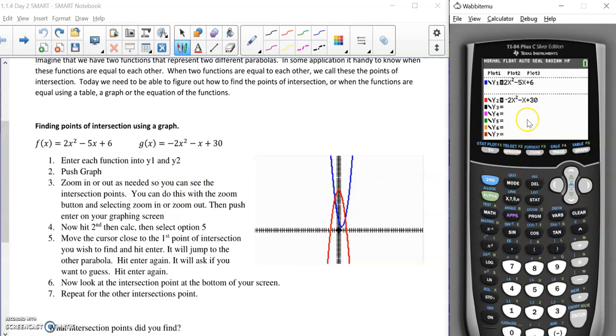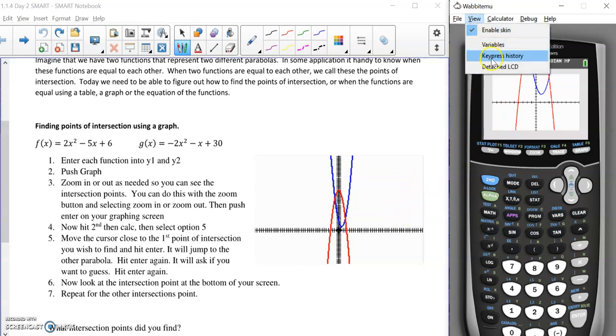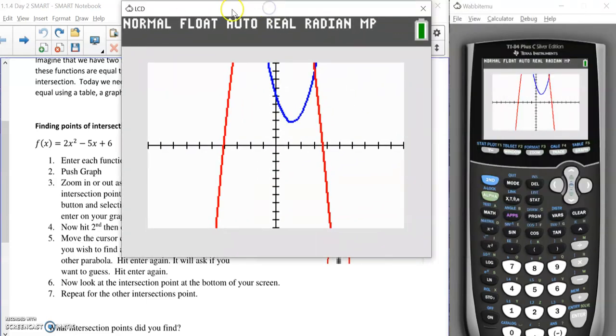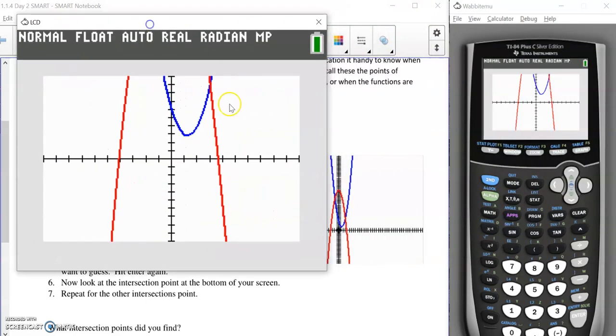Once I type these in, we can go ahead and hit graph. And it's going to give us this exact picture. Well, not this yet, but we're working towards it. So I have my blue parabola and I have my red parabola. Now, we're looking for intersection points, and the thing is, we can't really see where those are too well. They're a little out of our viewing window.